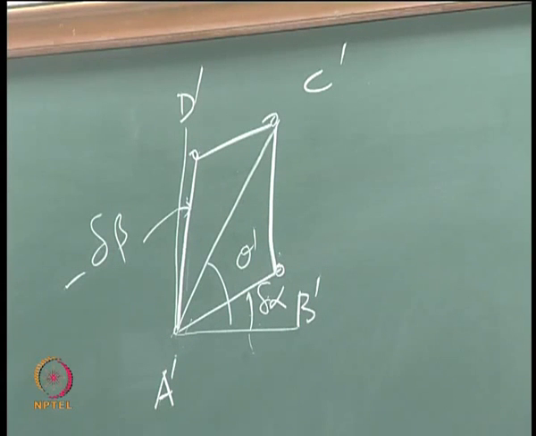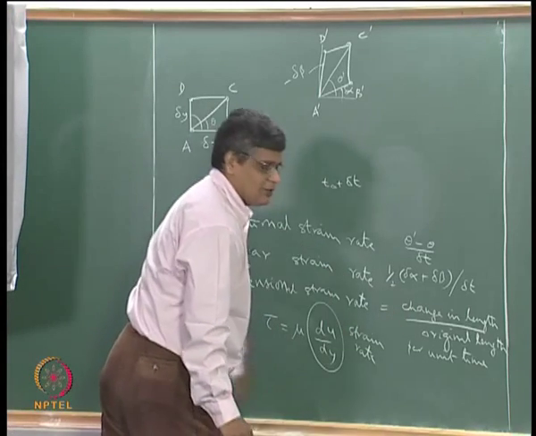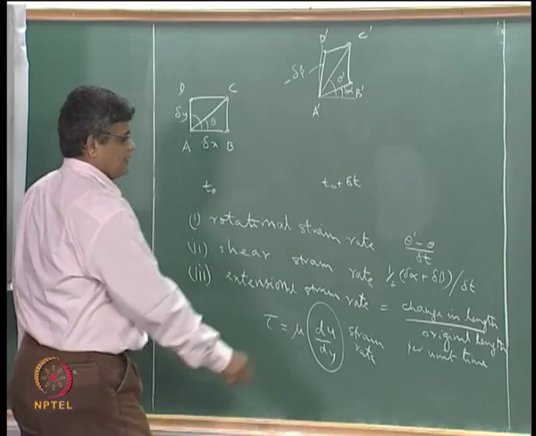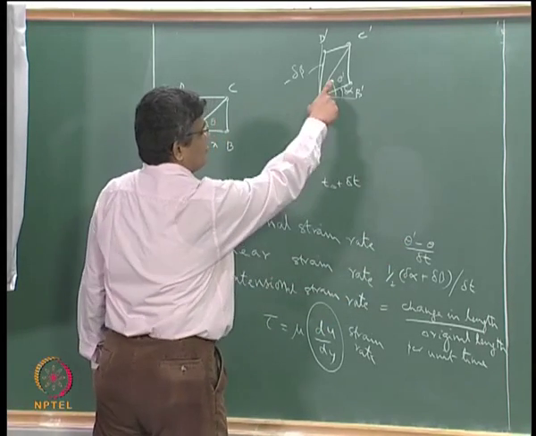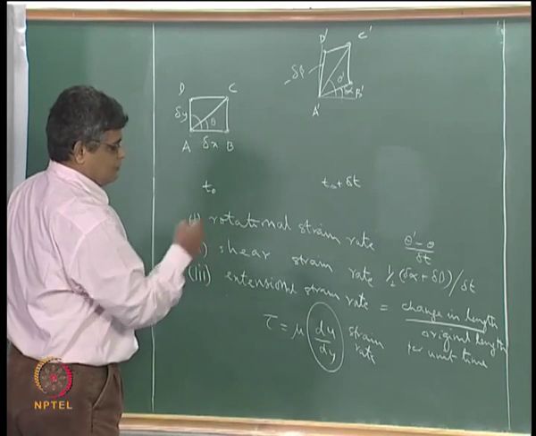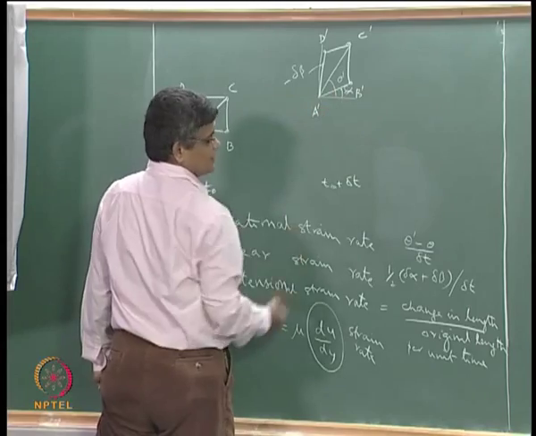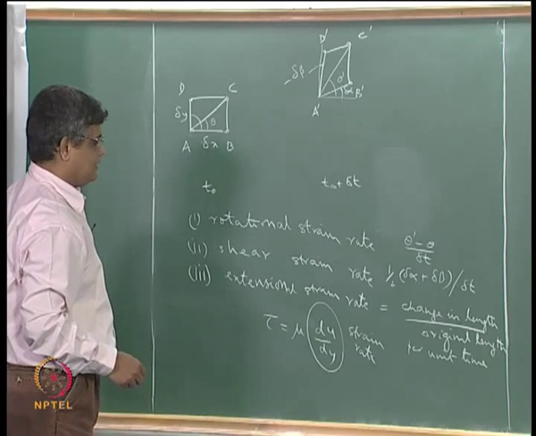So these are the ways that we try to quantify: extensional by the change in length per unit length per unit time, rotational by the rotation of the diagonal with time, and the shear strain by how much these angles have changed.